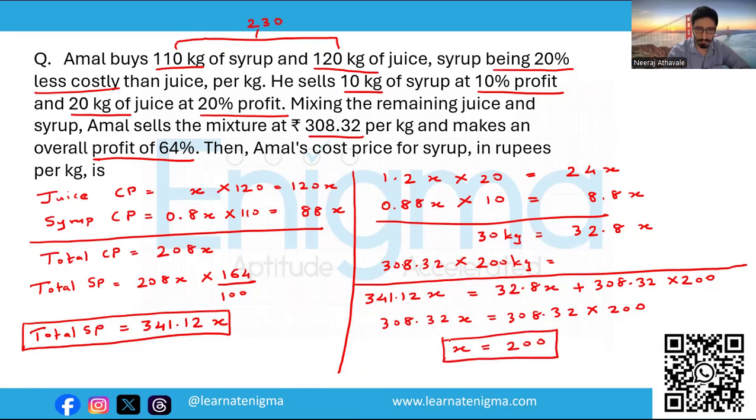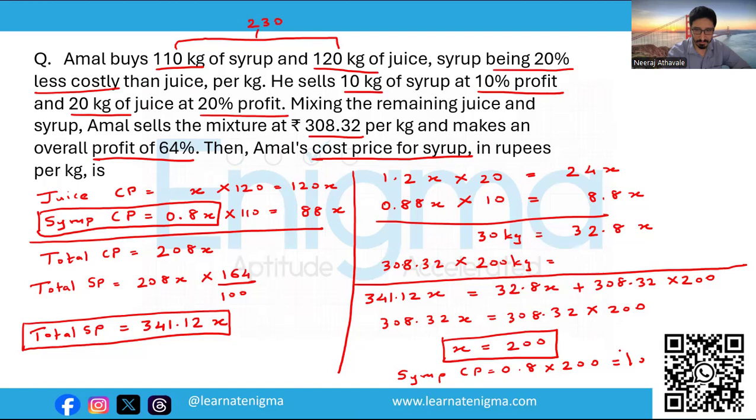Now you have to be very careful in these kind of questions. The question asked is cost price for the syrup. And the cost price of the syrup, as per our assumption, is 0.8x. So therefore, syrup cost price will be 0.8 into 200, and the answer will be 160. So that's our answer, 160.